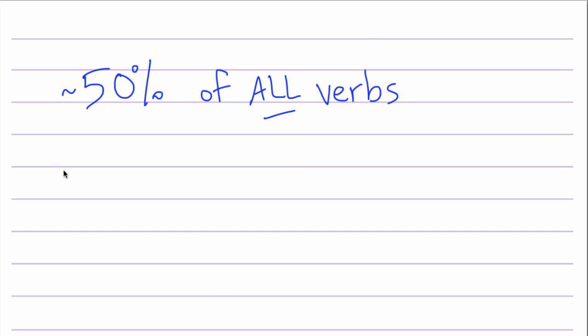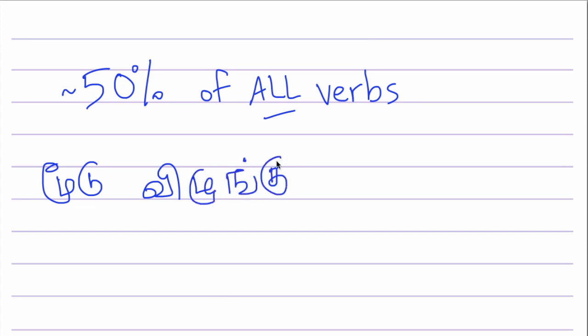So let's say there's something that you put into your mouth. You can then close your mouth, and the verb for close is muru. Then you can swallow what you put into your mouth. And the verb for swallow is vulungu. In spoken Tamil, a lot of people will say mulungu. They'll actually pronounce the V as mu.